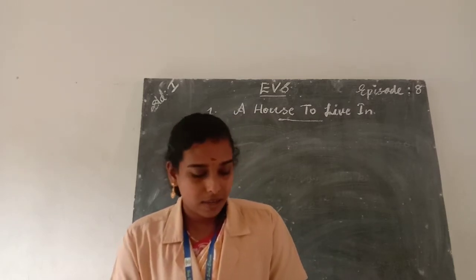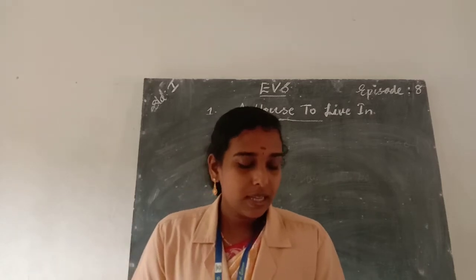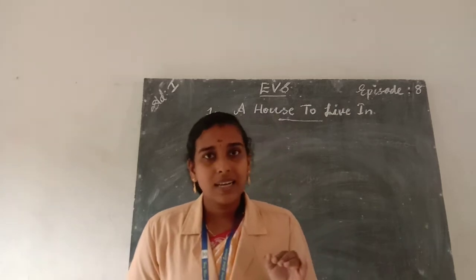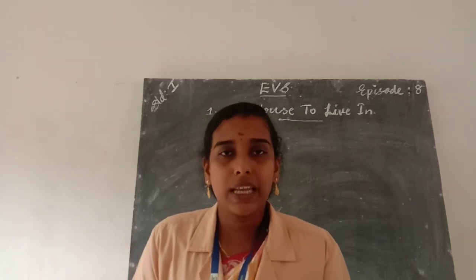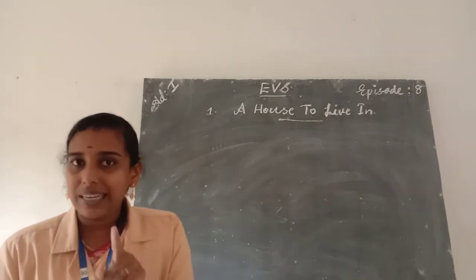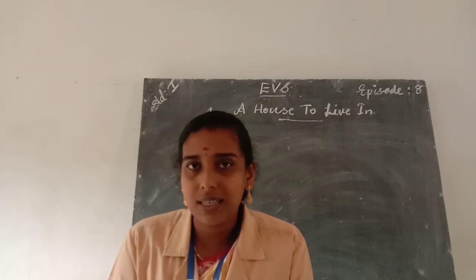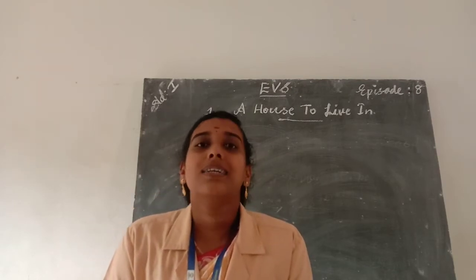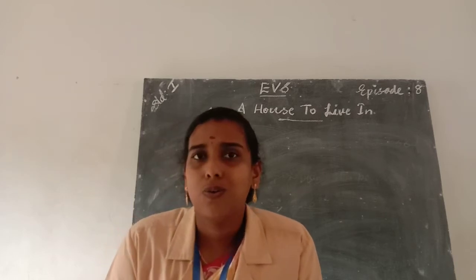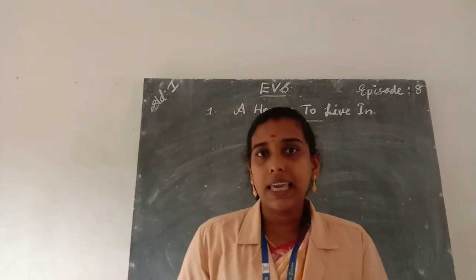Okay, then these are the things that we studied in our first chapter. Different types of houses, some special houses, and different types of rooms in a house. So first one, different types of houses. What are the different types of houses? Pakka houses and kacha houses. Then what is igloo? The house made with ice blocks is called igloo.